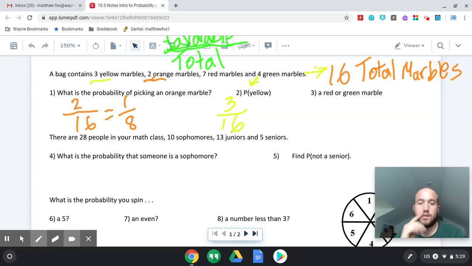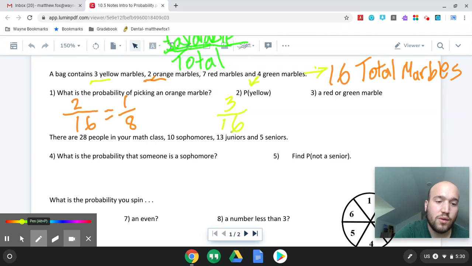Now, in this case, we are assuming that we have not taken any yet. It's not like we pull down an orange one and then we're trying it. Okay, there's still 16 in there because we haven't taken any out. So 3 over 16. So we have to think for a second. Can that be reduced? 3 does not go into 16. The only thing that goes into 3 is 1 and 3, so no, it cannot.